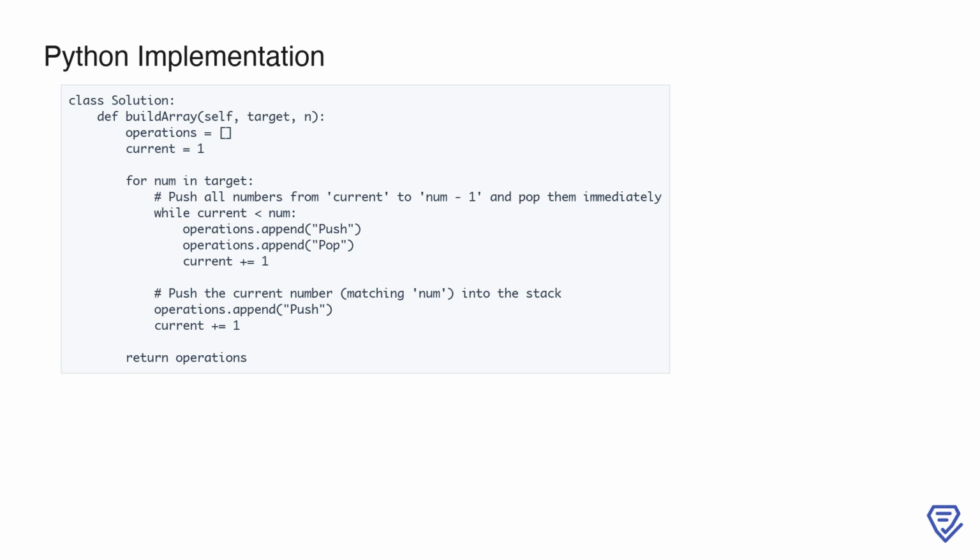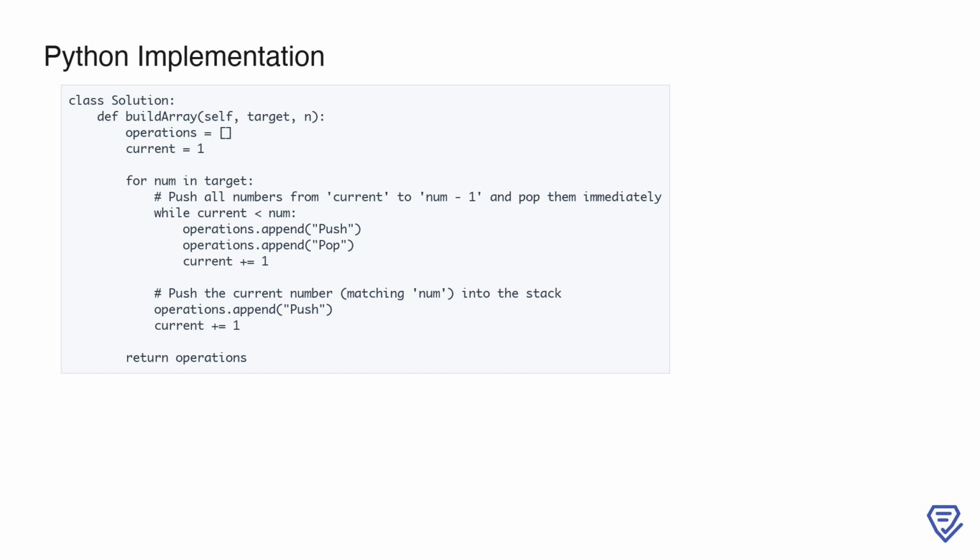1. Initialization. The function buildArray is defined with two parameters: target, the target array to build, and n, the maximum number in the range 1 to n available for use. The list operations is initialized as an empty list to store the sequence of operations performed, and current is set to 1 to track the next number to consider.